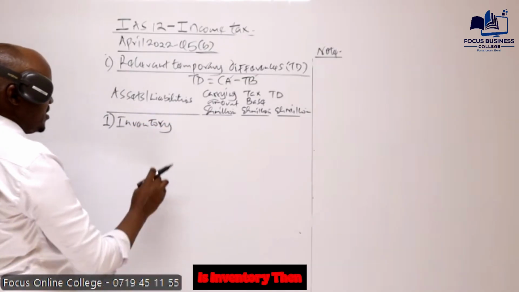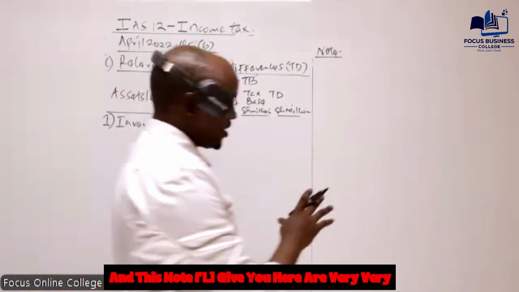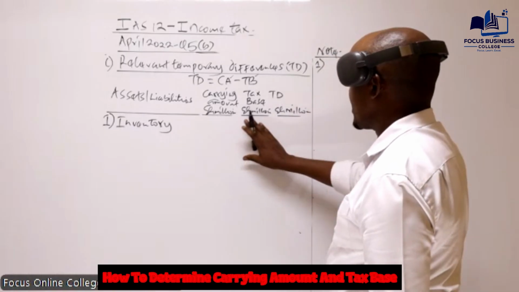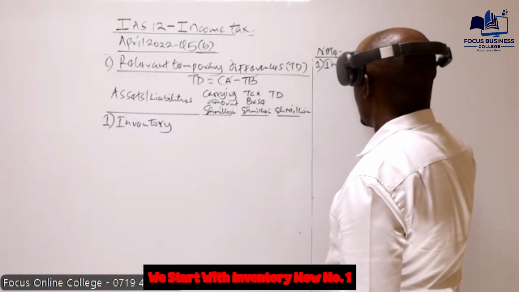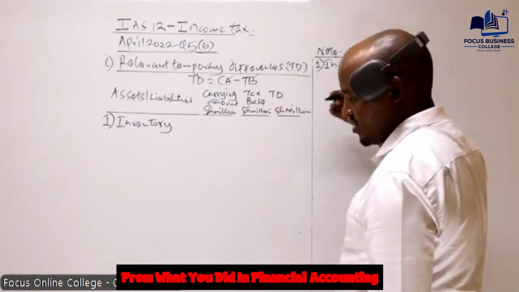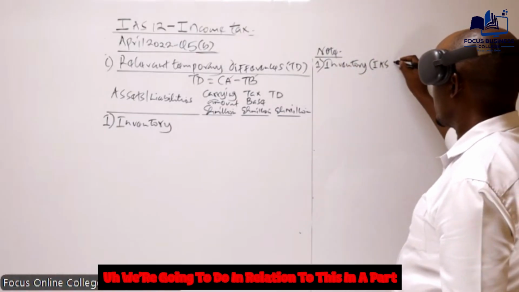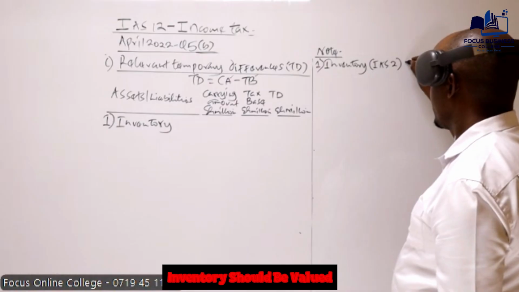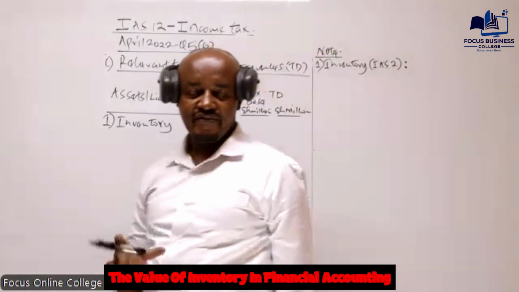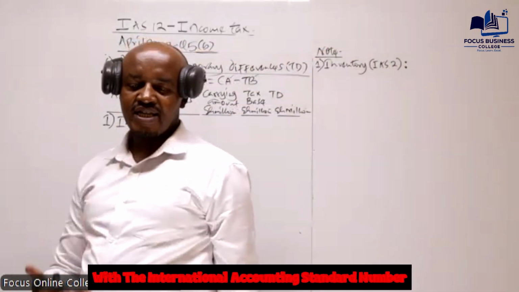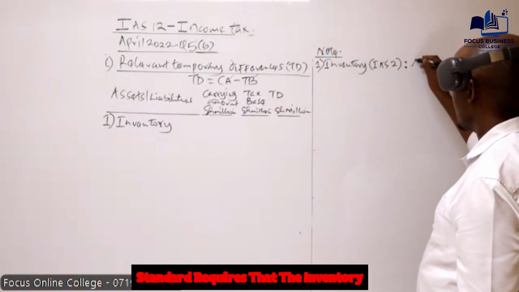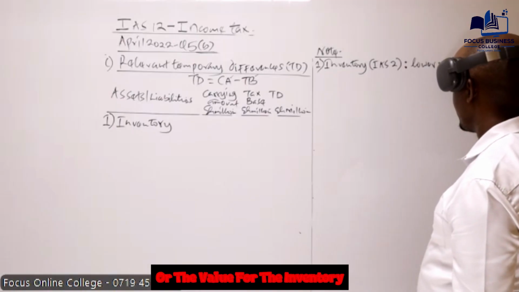Then these notes I'll give you here are very, very important. I'll give you some notes which will help you to know how to determine carrying amount and tax base. We start with inventory. Now, number 1, if you can recall from what you did in financial accounting, though there is a small topic we're going to do in relation to this in FR&A, inventory should be valued in accordance with International Accounting Standard number 2. Whenever you're determining the value of inventory in financial accounting, you do that in accordance with International Accounting Standard number 2.